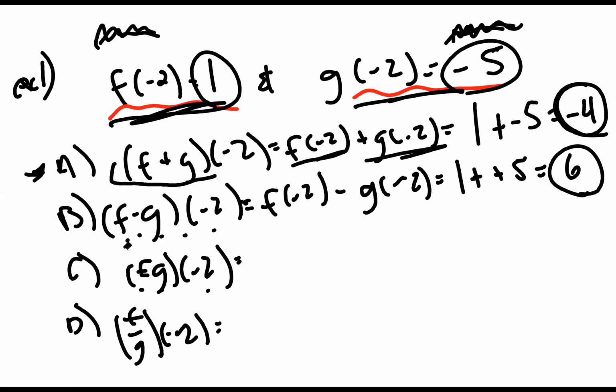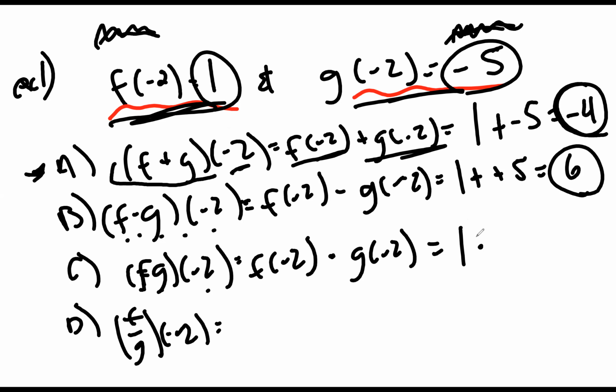We're just taking these functions and we're adding them up, subtracting them, multiplying and dividing them, by each other, not by the number that's in parentheses, but by the whole function itself, okay? So if we look at letter C, this should be f times g of -2. Well, that means f of -2 times g of -2. Well, what is my f of -2 value? Just 1, multiplication sign. My g of -2 value is -5. What's 1 times -5?